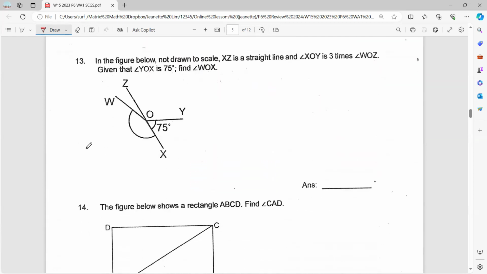Question 13. In the figure below, not drawn to scale, XZ is a straight line. XOY is 3 times of WOZ. So this is 3 times of this. Given that this is 75, find WOX, which is the angle marked out over here. Okay, let's find out what's this 1 unit. So that is WOZ.